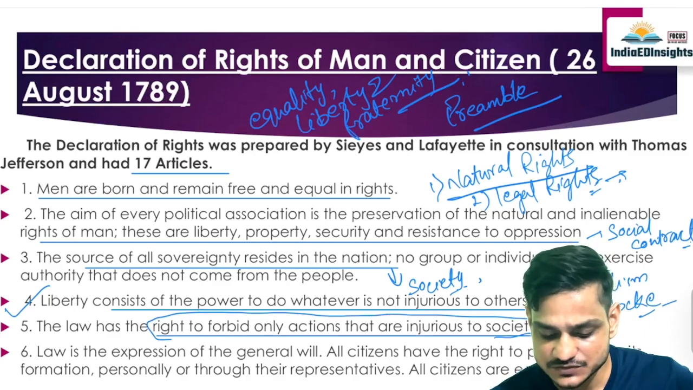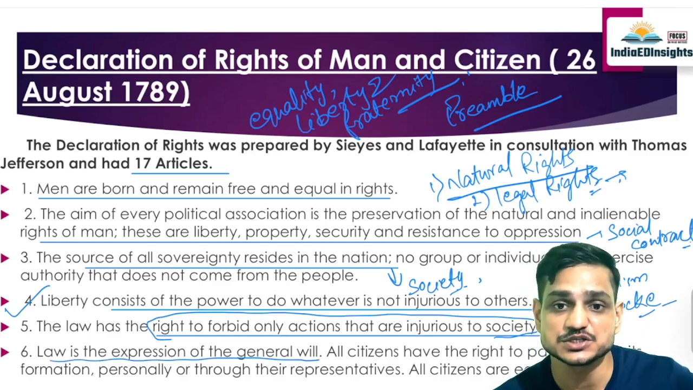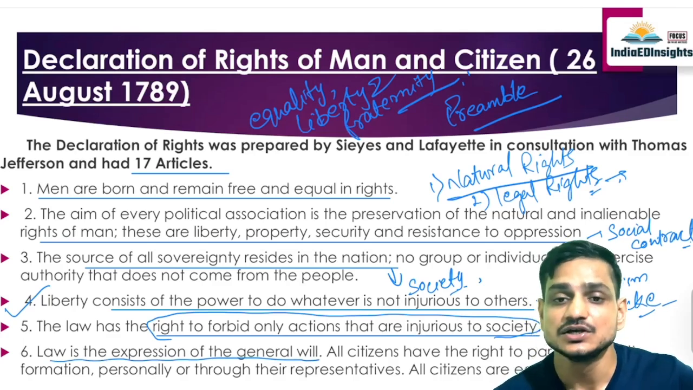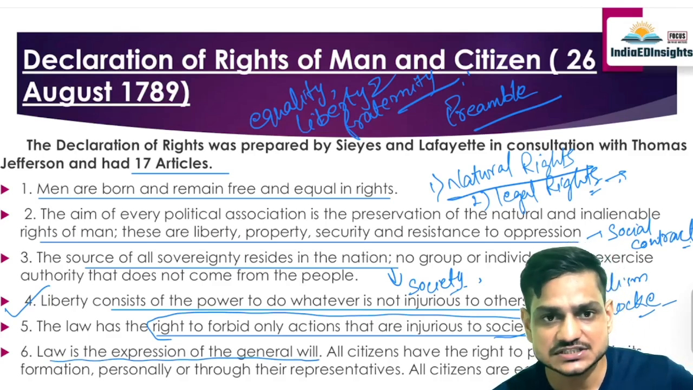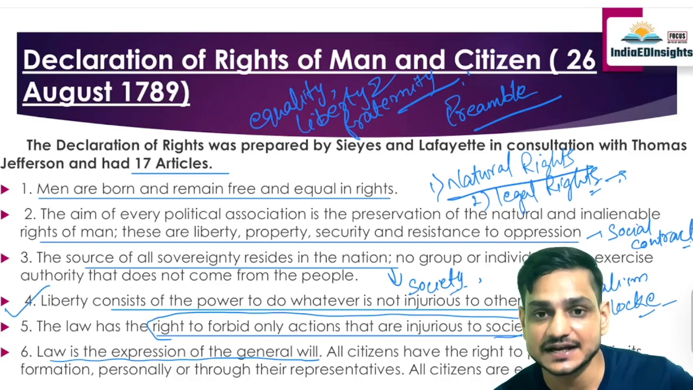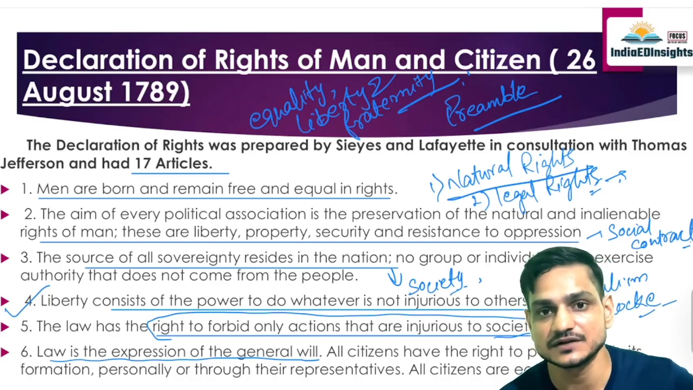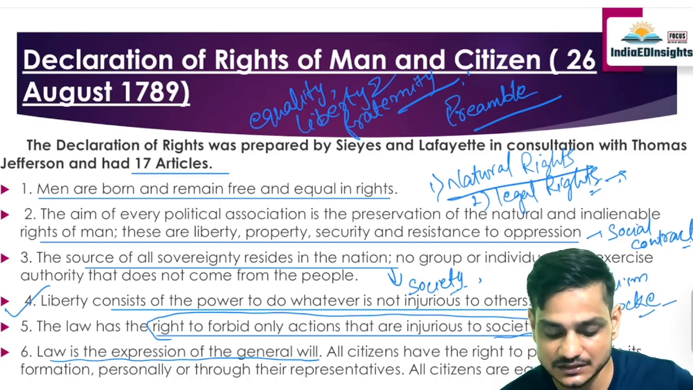Law is expression of general will. Law is expression of general will means the rules and regulations must be according to the will of the society. जो लोग चाहते हैं समाज में उसी के हिसाब से कानून होना चाहिए. So these are certain rules, these are certain rights which are provided by the Declaration of Rights of Man and Citizens. Clear?